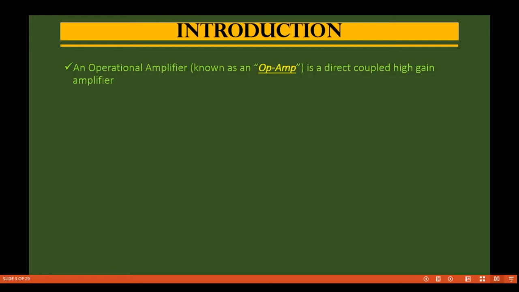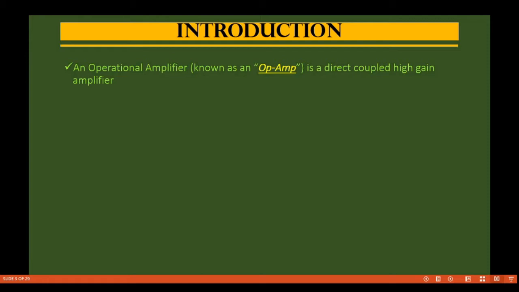Now let's begin with the introduction. An operational amplifier is commonly known as op-amp. It is a direct coupled high gain amplifier. Like in your previous year, you have studied some cascaded transistor based amplifiers. Similar to that, it is a direct coupled high gain amplifier. That means it is a multi-stage amplifier, and it possesses a very high gain. So we call it an operational amplifier.